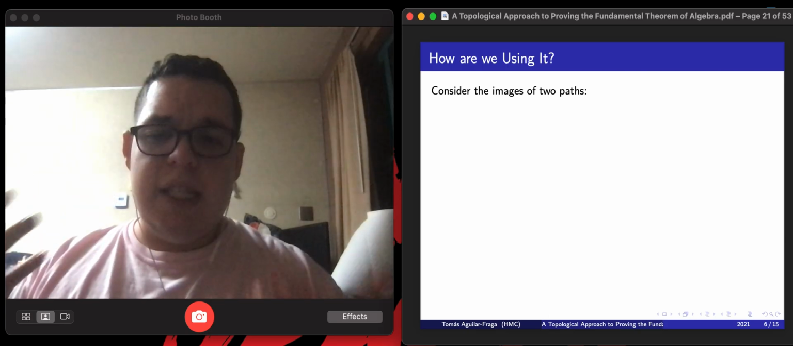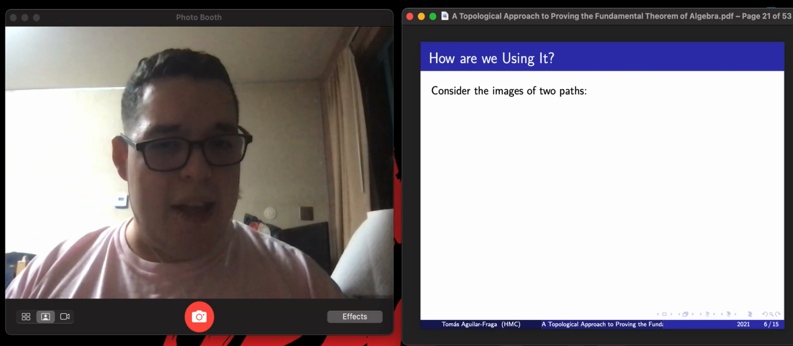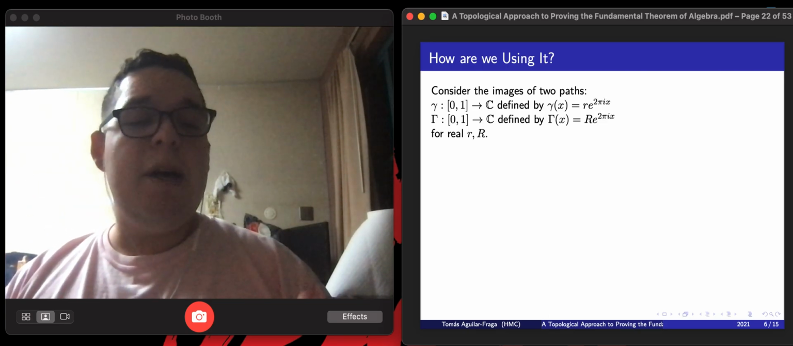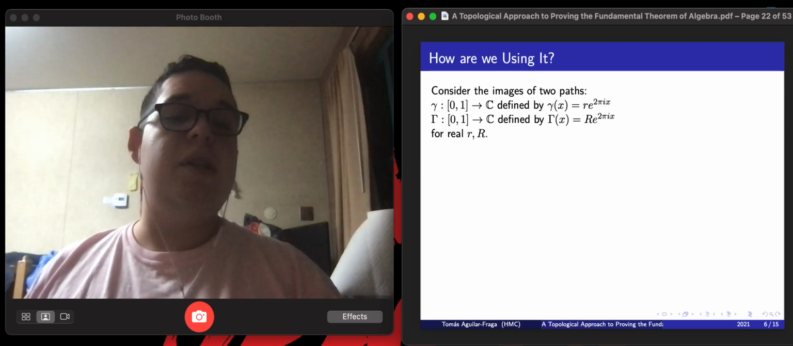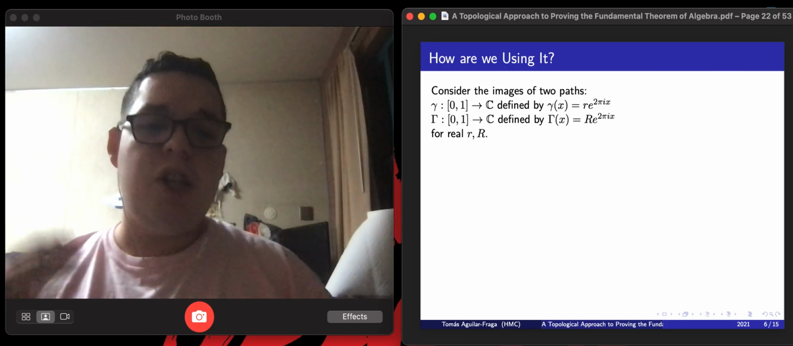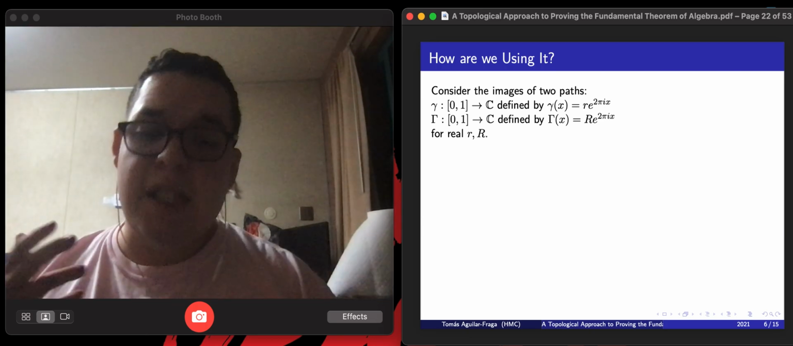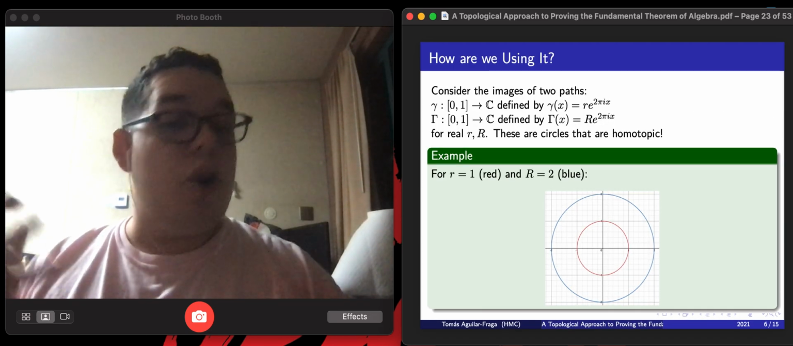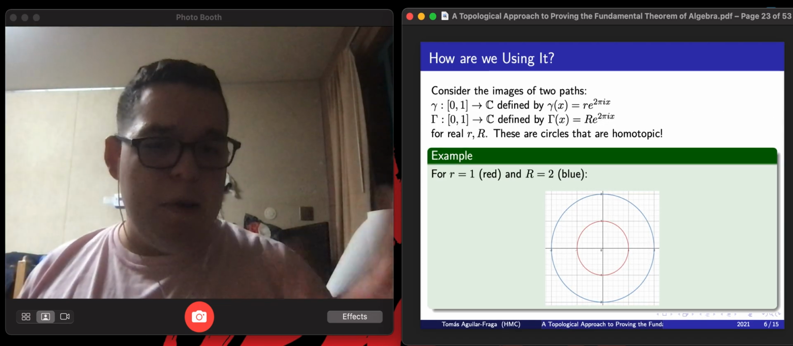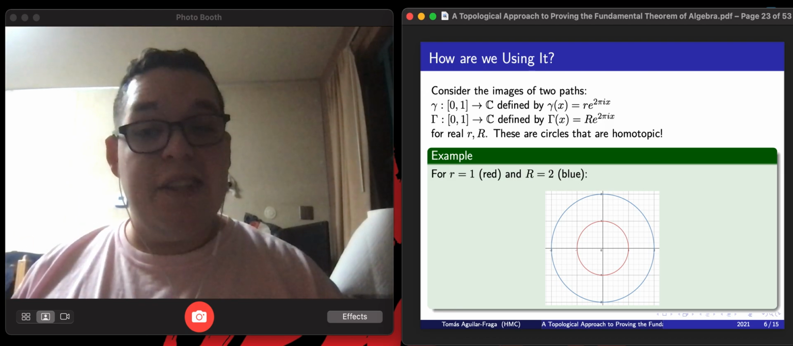So how are we using this idea? Well, we're going to consider the images of two different paths, right? We've got this little gamma and big gamma. Both of these paths are from the interval [0, 1] to the complex numbers. Little gamma is defined as such, and big gamma is defined as such very similarly. We note that these are two circles that are homotopic, right? In Desmos, you can just graph these as circles.